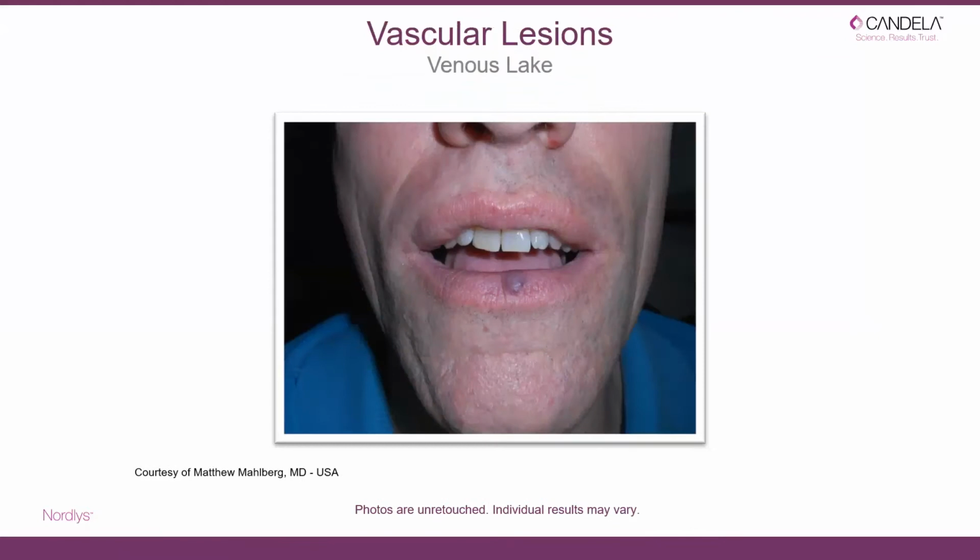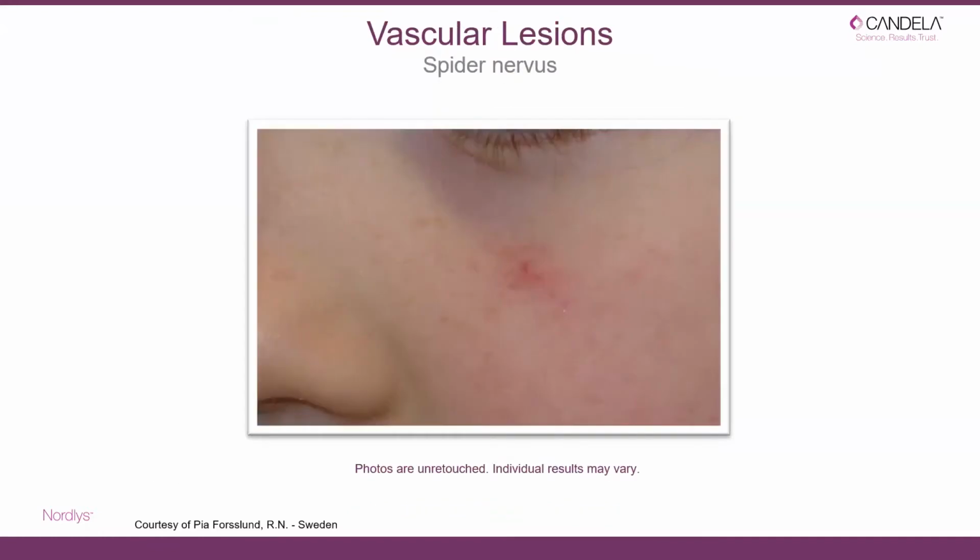Venous lakes. Very common, small little vascular lesion on the lip. Apologize for the spelling here. That should read spider nevi, not nervous. Again, very common. You see them on the face, but you will also see them sometimes on the trunk.